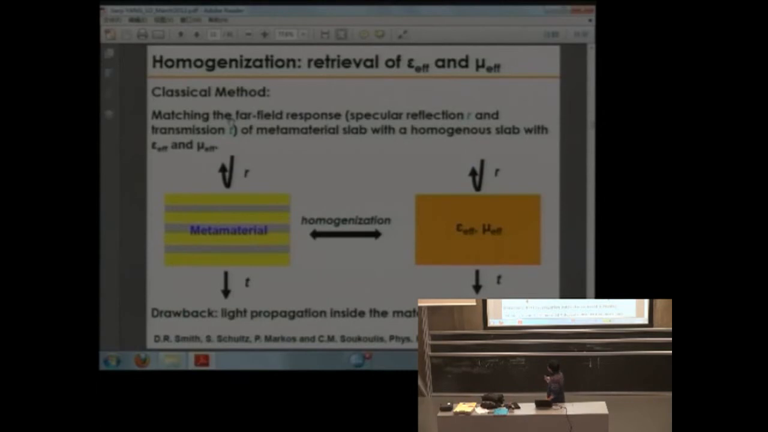The homogenization of metamaterial is to determine some effective electromagnetic parameters that could allow people to take the artificial structure as a homogeneous medium with the same parameters that could reproduce the same optical response. For optical metamaterials, it is very difficult to develop any analytical models like the microwave metamaterials.